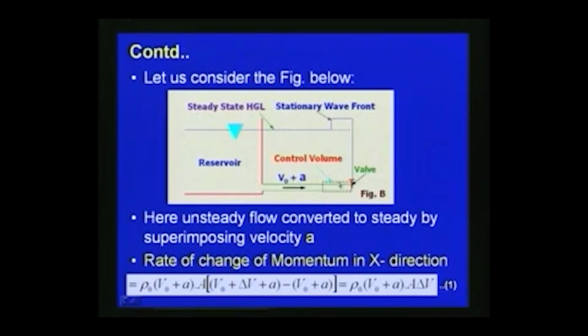Here we consider the flow as one dimensional transient, which we have now transformed into a steady state by superposing this water hammer velocity A. So, the rate of change of momentum in the x direction is obtained as rho 0 into V0 plus A into delta V, as in equation number 1.